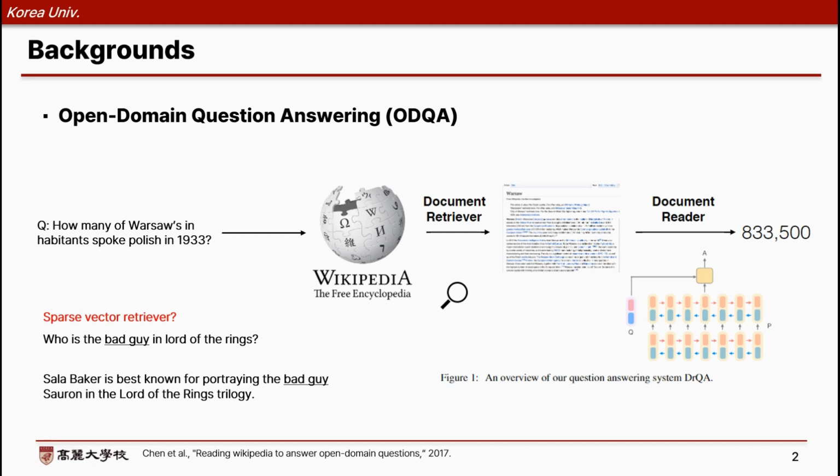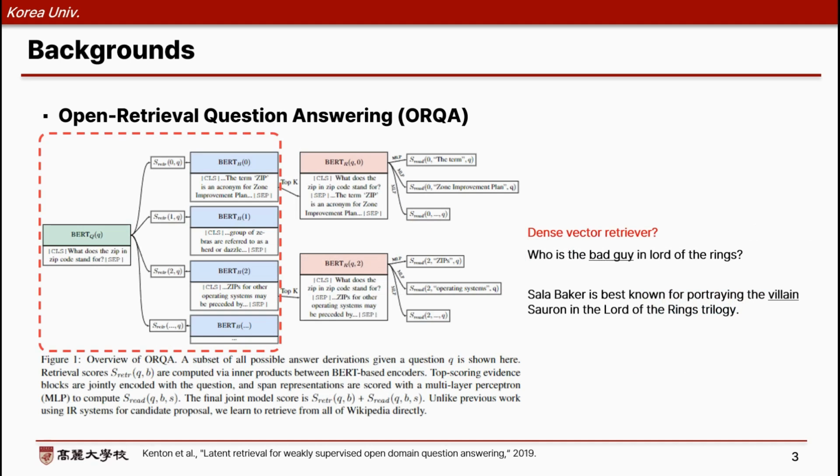According to a paper, the retriever used the TF-IDF method in the figure to compute the similarity between the question and the Wikipedia document, and determines how often the word is repeated and how often it is used. This retriever is called a sparse vector retriever. For example, the retriever is useful when the keyword "bad guy" of the question is in the passage. The next research conducted is the following paper.